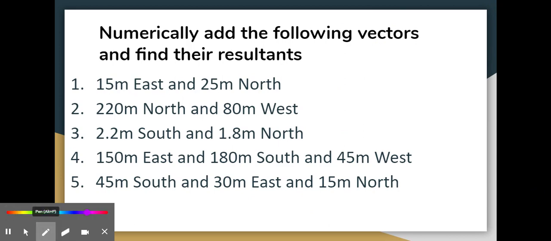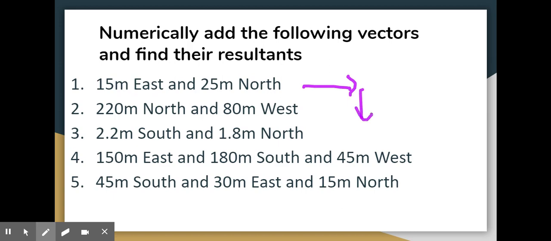Now we'll look at number 4. So number 4, we have something going east and then south, and then they go back west again. So our resultant is something like this. Okay, and that's kind of a funky looking thing. So when we have that, what we want to do is look at every vector that is going in the same direction.